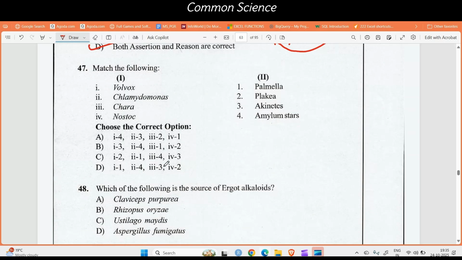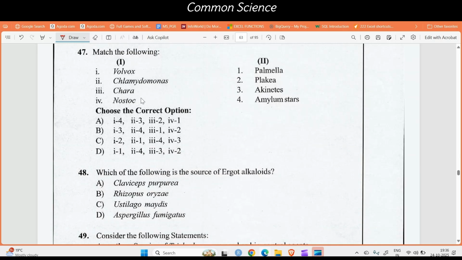47. Match the following. What are the easiest options here? If you look at Chara, Chara has these Mlm stars. So three matches with four, three matches with four. So option C is the correct answer. Then you can easily match Nostoc has akinetes, Volvox has plakea stage, Chlamydomonas has palmella stage.